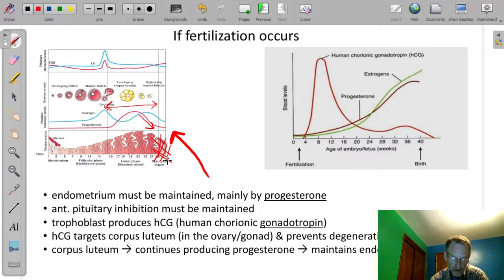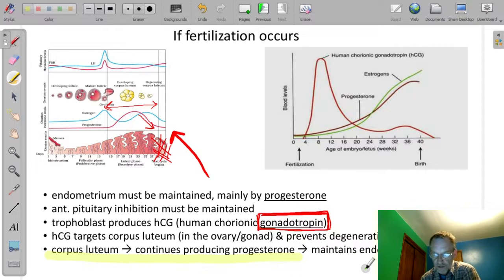The trophoblast produces human chorionic gonadotropin. Now here's another gonadotropin. So what's going to be the target for a gonadotropin? It's going to target the ovaries, the other endocrine tissue. So it targets the corpus luteum in the ovary and prevents degeneration. It maintains the corpus luteum so that the corpus luteum can continue to produce progesterone primarily, maintaining the endometrium.